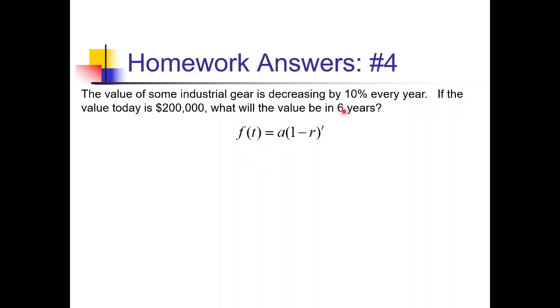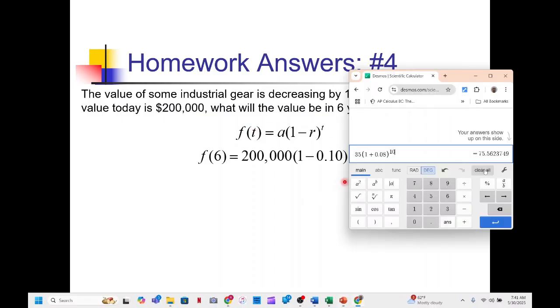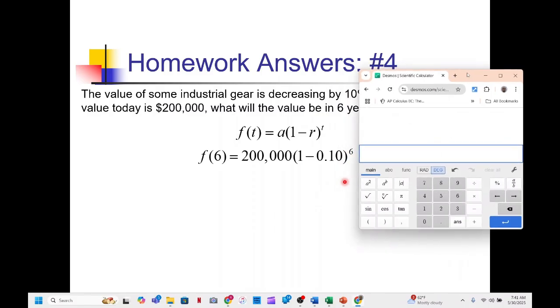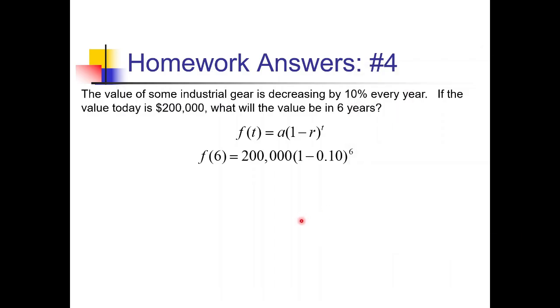If we want the value in 6 years, we're doing f of 6. The a value is the starting value, which was 200,000. R is going to be this 10% expressed as a decimal, so 1 minus 0.10 or 0.1. And we're raising that to the 6th power. Let's go to Desmos and plug all that in. So we've got 200,000 times 1 minus 0.1, raise that to the 6th power, and that's about $106,288.20.